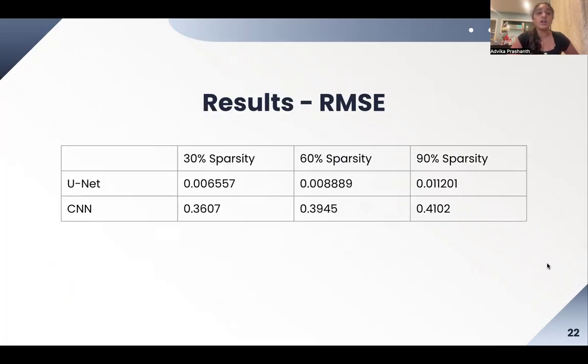Here's a table of our RMSE metrics across all three sparsity values and the UNet and CNN models. Just by looking at the table, you can see the UNet performed a lot better than the CNN, as the UNet performance for the 30% sparsity was 0.006557, which is extremely accurate. Another thing we noticed was as the sparsity values increase, the error actually increases as well. And this makes sense because as the sparsity increases, the harder it is to 100% predict the values.